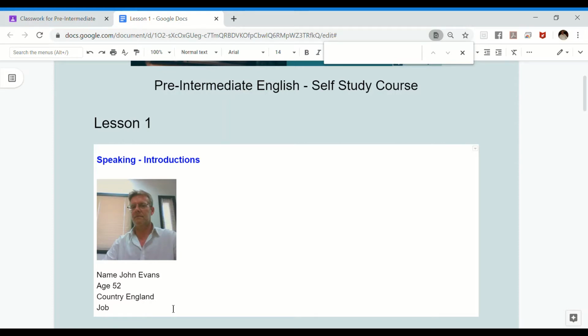I live in Birmingham, that is in the centre of England. It's a big city. And I am a teacher. I am an English teacher and I teach English language online to students in different countries.